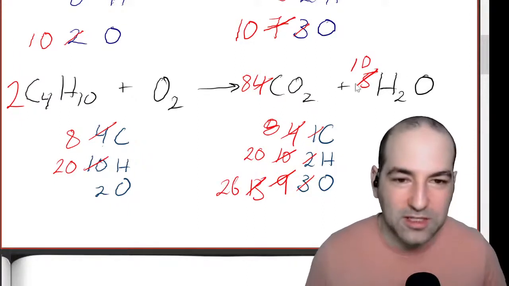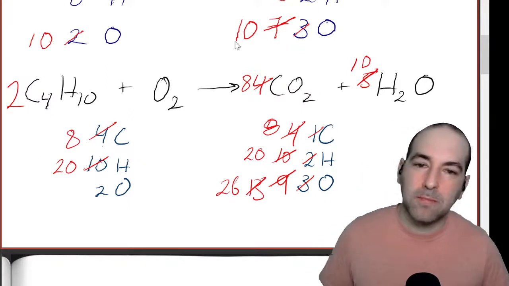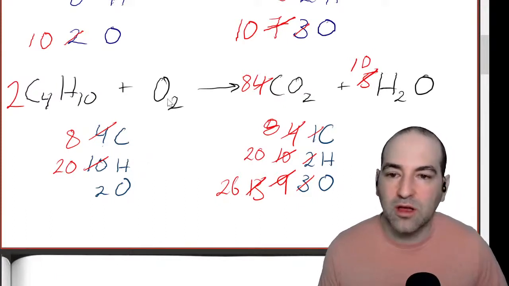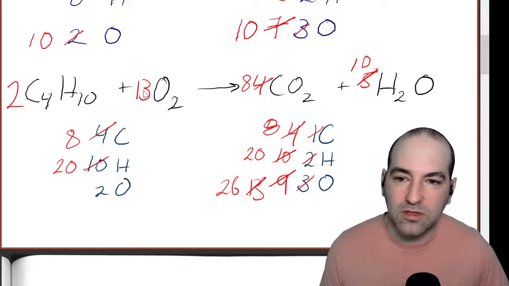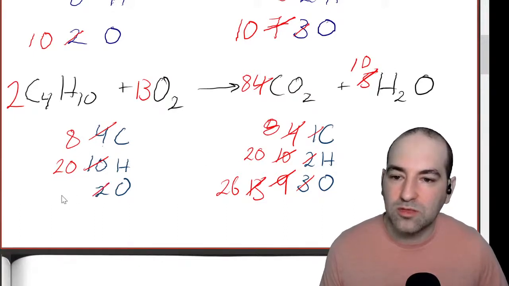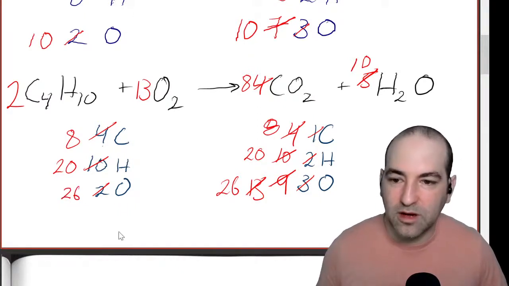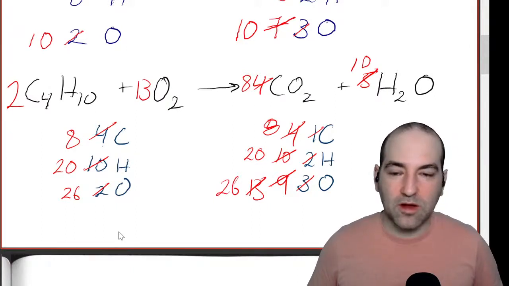Sorry if all my crossing out is getting messy. I wanted to show you where we came from, so I don't want to erase what we already did. But by doubling everything, now we have an even number of oxygen, and so therefore we can balance this. So if we want 26 on this side, that means we need 13 of these molecules. 13 times 2 is 26. Whoops, not 13, 20. All right, 26 oxygen. All right, and so there you go. That's how you would do that.